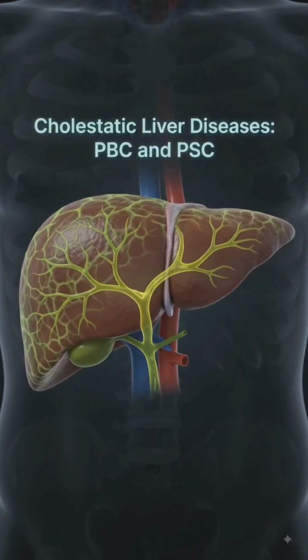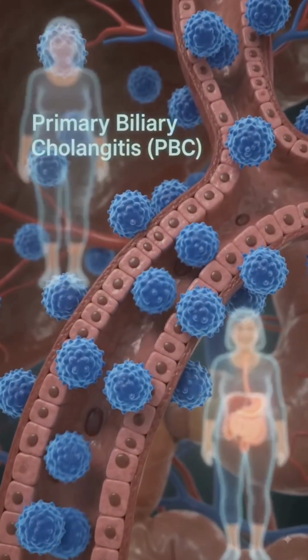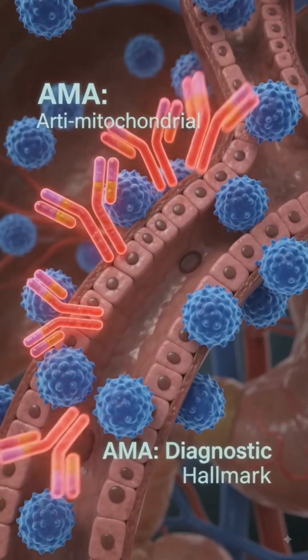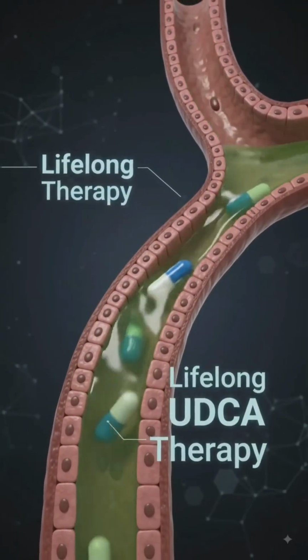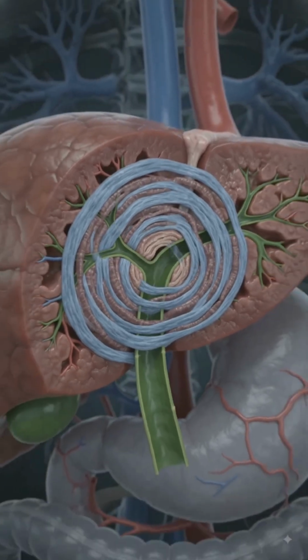Liver diseases impair bile flow. PBC targets small intrahepatic bile ducts. Anti-mitochondrial antibodies are its hallmark. Ursodeoxycholic acid is the standard lifelong therapy. PSC causes onion skin fibrosis of bile ducts.